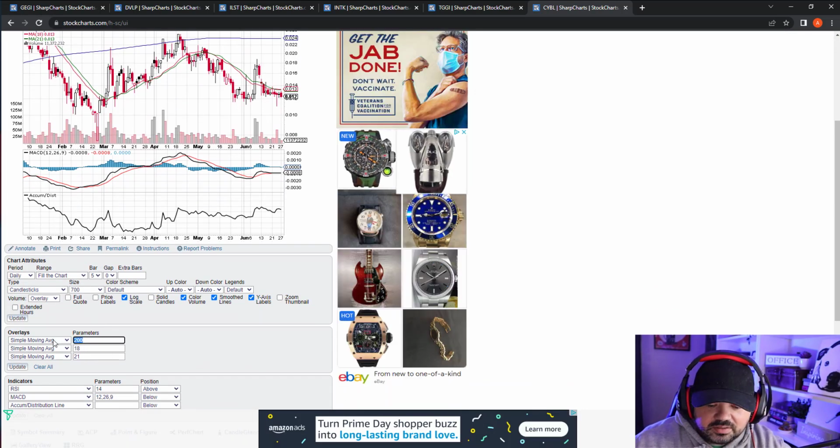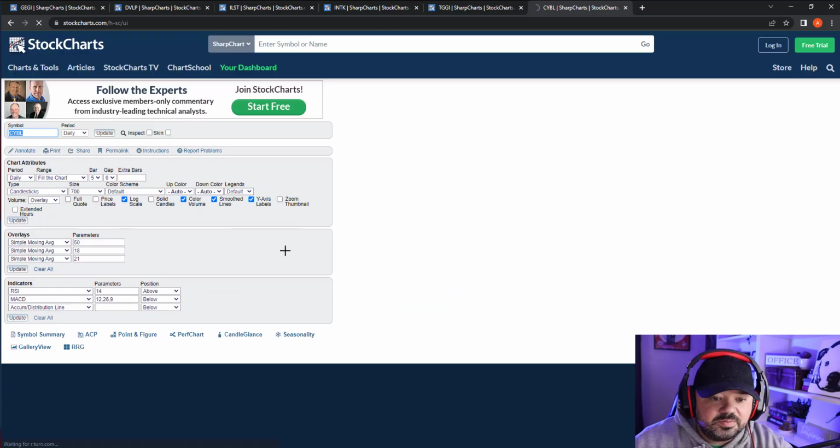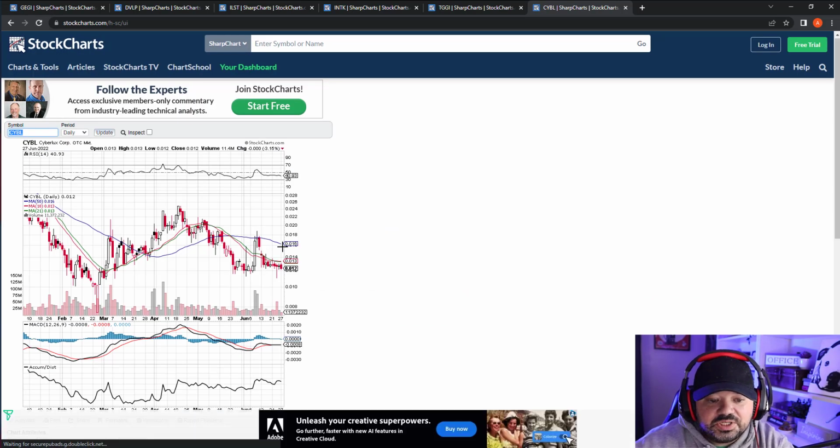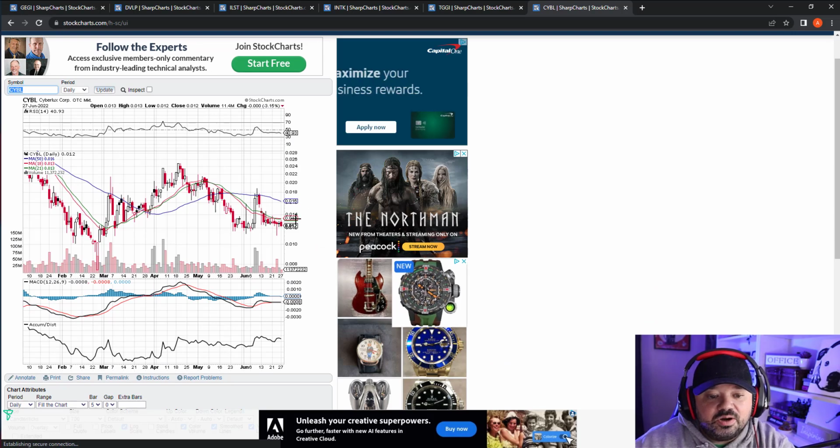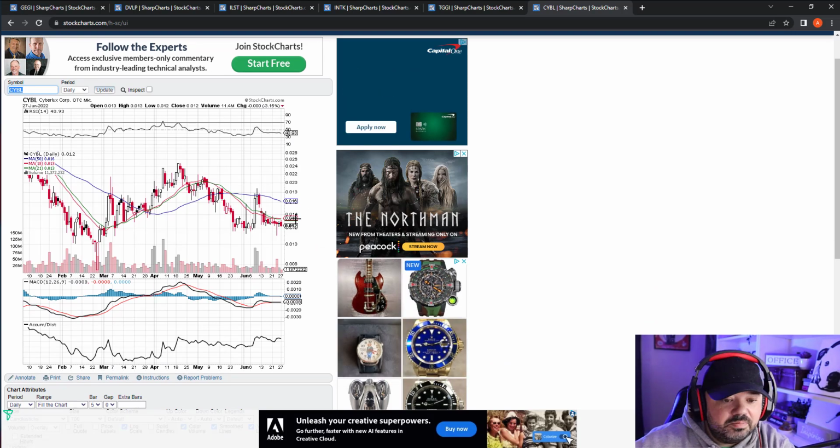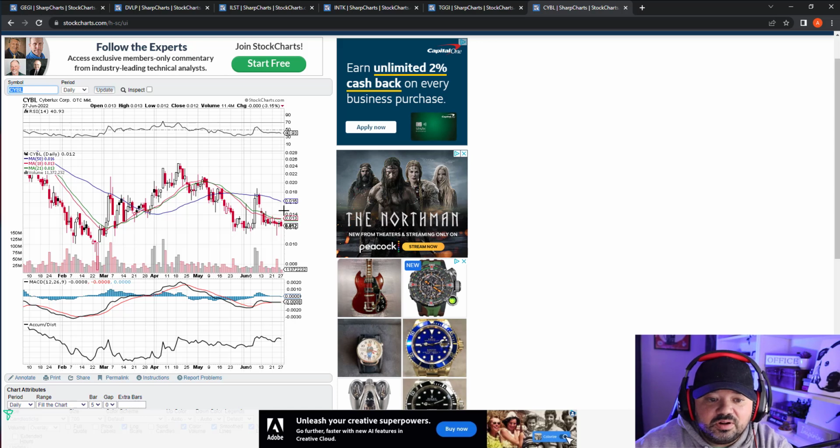But let's go ahead and kill this. So 016 is going to be the 50 MA. Now if they have good news and it powers through 013 or closes over it, that's going to be the next line, 016. But right now it's pretty much just tapered off and it's consolidating right around 012.